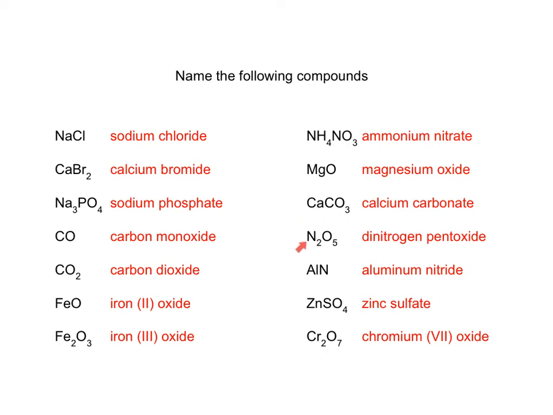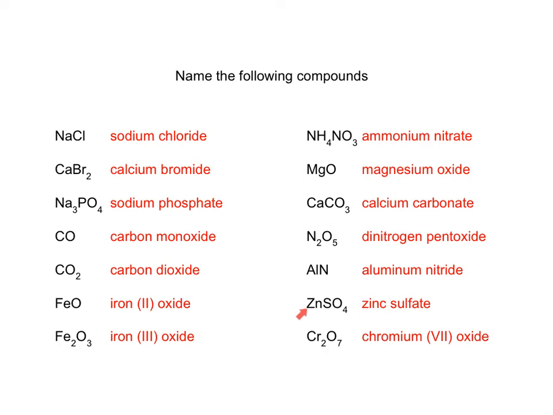Ionic compound composed of the calcium ion and the carbonate polyatomic ion. Here we have another molecular compound. Nitrogen and oxygen are both nonmetals, so we have to use our prefixes, 2 nitrogens for dinitrogen, 5 oxygens for pentoxide. An ionic compound using aluminum and nitrogen for aluminum nitride. Zinc sulfate.